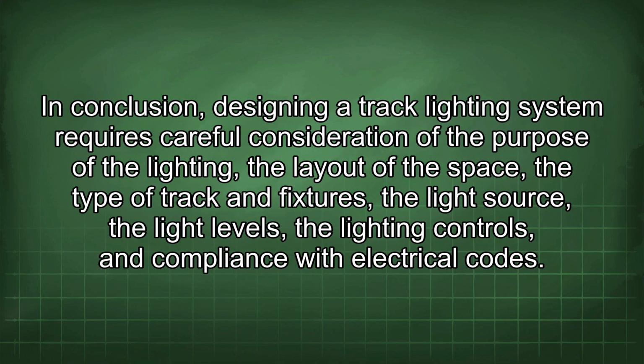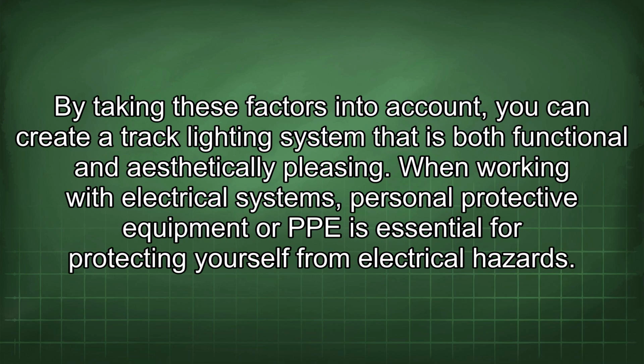In conclusion, designing a track lighting system requires careful consideration of the purpose of the lighting, the layout of the space, the type of track and fixtures, the light source, the light levels, the lighting controls, and compliance with electrical codes. By taking these factors into account, you can create a track lighting system that is both functional and aesthetically pleasing.